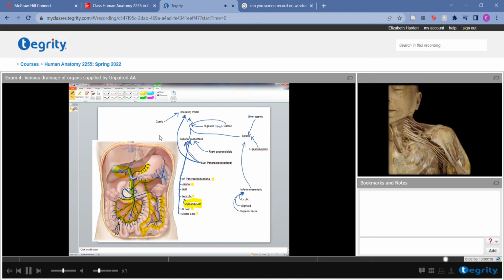And don't forget our anastomoses. They're exactly the same as the arteries. Right and left gastric veins anastomose, right and left gastroepiploic veins anastomose, and superior and inferior pancreaticoduodenal veins anastomose. And that should be about it for blood flow of your organs drained by those veins.